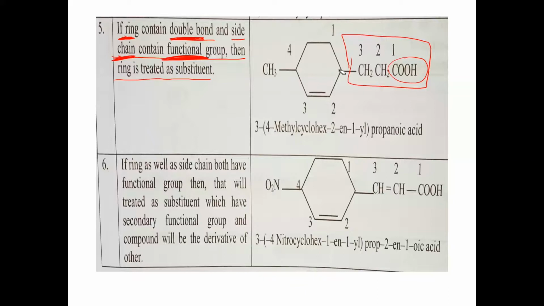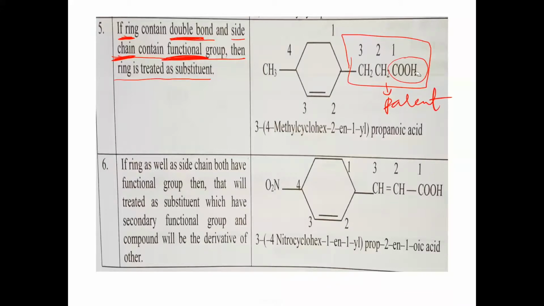Now, the ring contains how many carbons? 1, 2, 3, 4, 5, 6. Six carbons are in the ring. Don't take this carbon; it is a six carbon ring. But the chain contains only 3 carbon atoms. Still, the side chain only is taken as the parent compound.